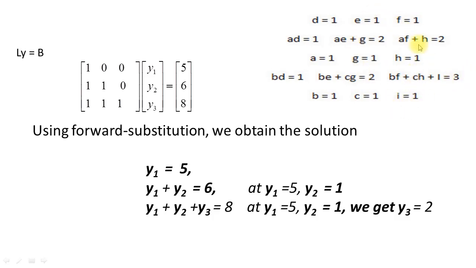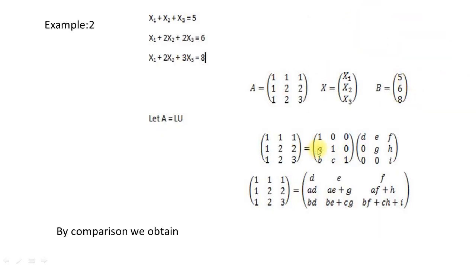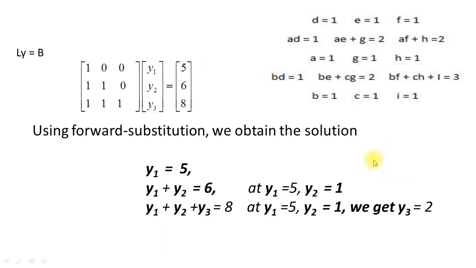So now we obtain the 9 unknowns, 3 unknowns in the lower triangular matrix and 6 unknowns in the upper triangular matrix. So putting the values of A, B and C, we obtain the lower triangular matrix, and putting the values of D, E, F, G, H, I, we obtain the upper triangular matrix. And now using the lower triangular matrix and the matrix B to find the column matrix Y. This is the lower triangular matrix and this is the matrix B.